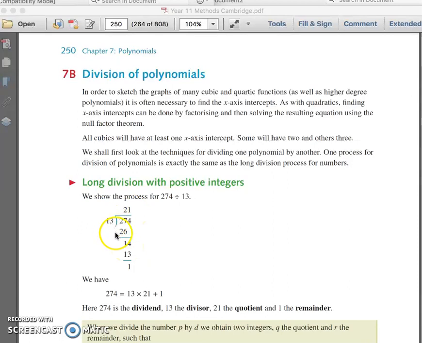So 1 times 13 is 13. 14 take 13 is 1. We can't fit in any more times at all. So we have a remainder of 1. So 274 divided by 13 equals 21 and 1 remainder. And if you do 274 divided by 13 in a calculator, you'll find that it equals 21.08. So it doesn't fit in perfectly.